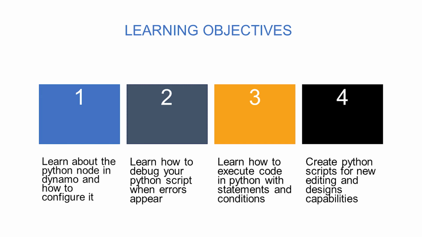Learning objectives: we're going to learn about the Python node, how to configure it, and how to debug your Python script when errors appear, which honestly could be an entire 3-hour class on its own. So if you ever get into this thinking you're going to learn it once here, it's not. You're just going to learn what it looks like and how to deal with it. Learn how to execute Python with statements and conditions, and create a few Python scripts yourself. These are going to be very basic ones. Otherwise, we'll never get anything done, but you'll be able to at least modify them.